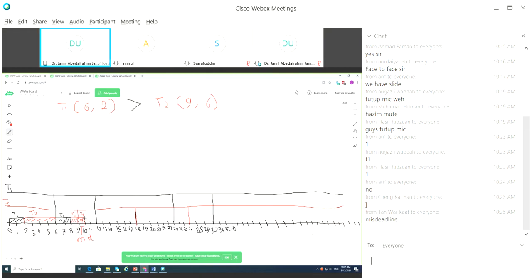Okay, we continue to execute task 2. 1, 2, and we stop here. Again, task 1 will preempt task 2. So we execute task 1. Then continue to execute task 2.